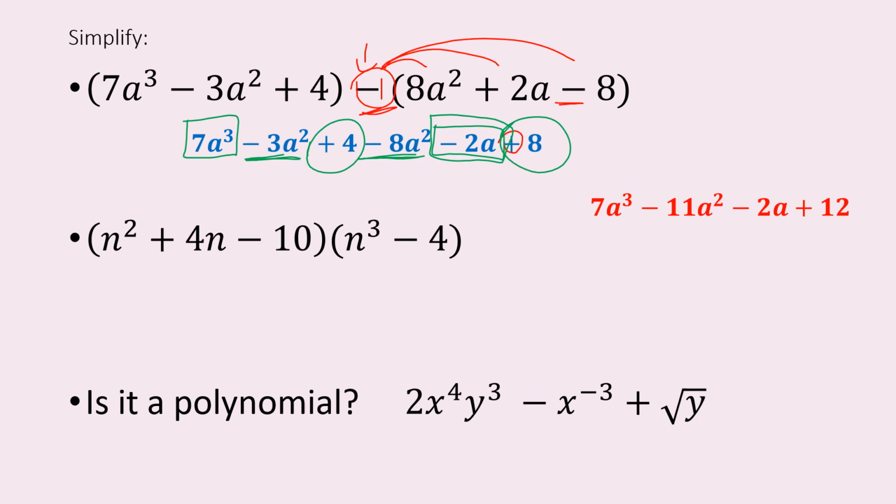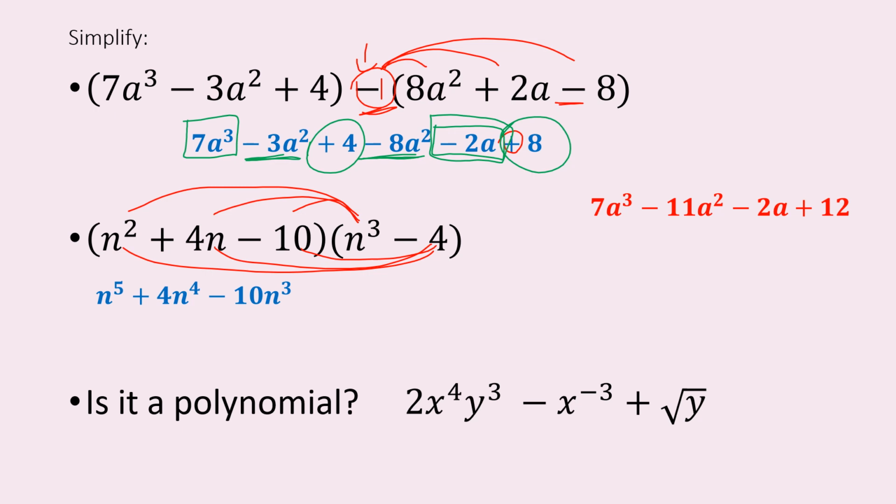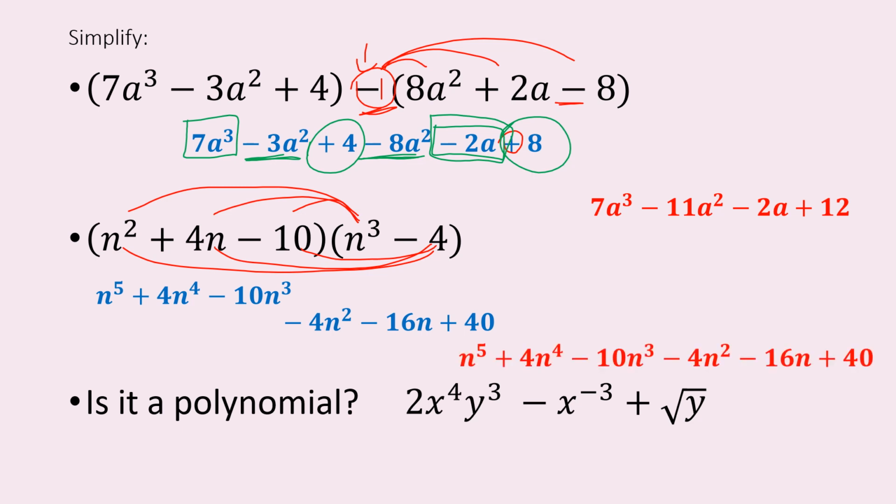In the middle one, we don't have a plus in between them, which means we are foiling everything out. So we're going to take this n cubed, distribute to everything. And we get n to the 5th plus 4n to the 4th minus 10n cubed. And then do the same thing with this 4. I always like to FOIL from the smaller parenthesis to the larger, but it really doesn't matter. So that gives us this. We would look to put together anything we can, but there are no like terms here, so this is our answer.